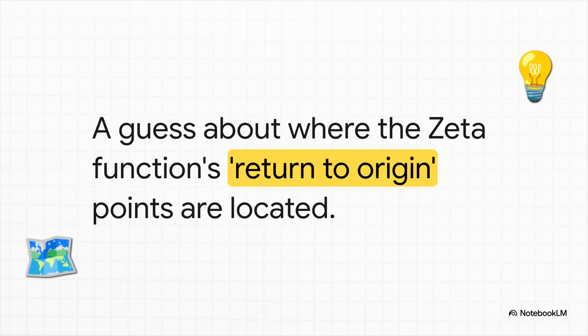And get this, this entire way of thinking completely reframes one of the biggest unsolved problems in all of math. The famous Riemann hypothesis? It's really just a very specific, very bold prediction about exactly where all of these special return-to-origin points for the zeta function have to be. It's a treasure map to the function's points of perfect balance.